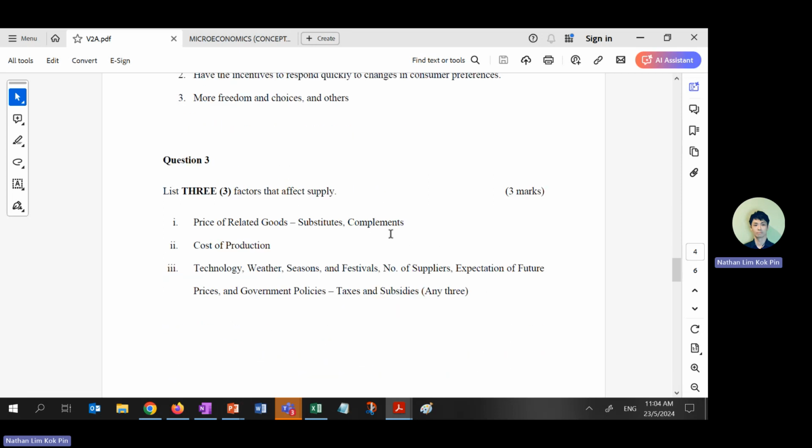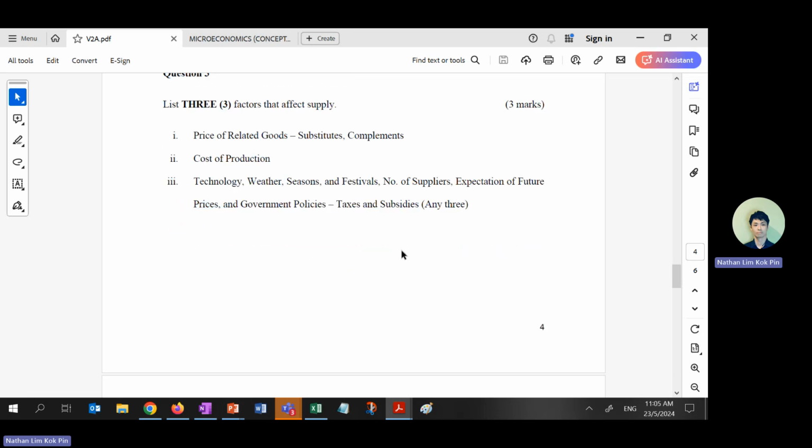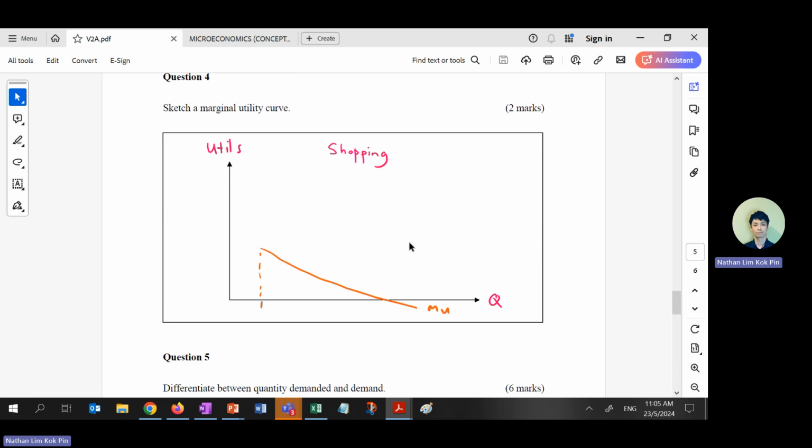Okay. Question 3. Three factors that affect supply, same thing. Price of related goods. Some people write price of the good itself, I don't know for what. And when you write price of related goods, it must be price of substitutes and price of complements. You cannot just write substitutes or complements. Cost of production, technology, weather, seasons, and so on.